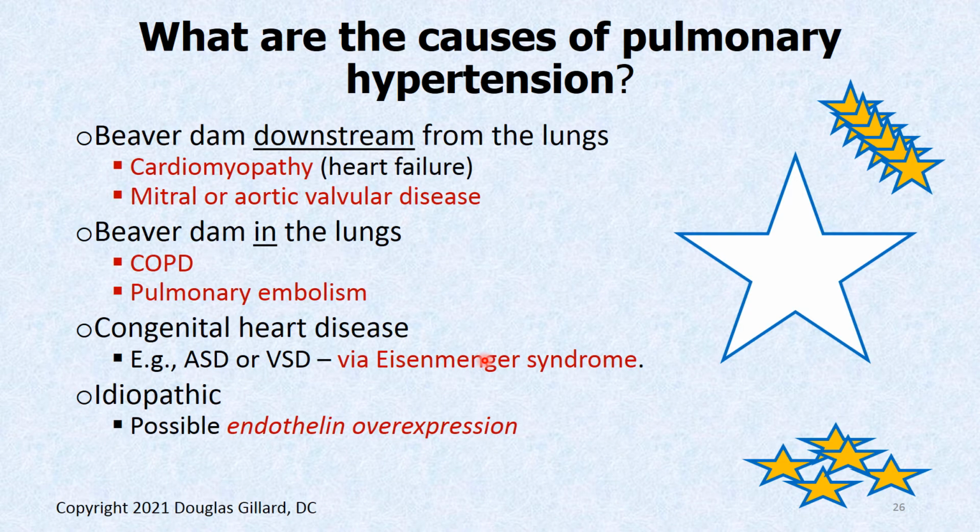What are the causes of pulmonary hypertension? Well, any beaver dam downstream. So a failing heart, a failing left heart. Just a failing heart in general can't pump blood.